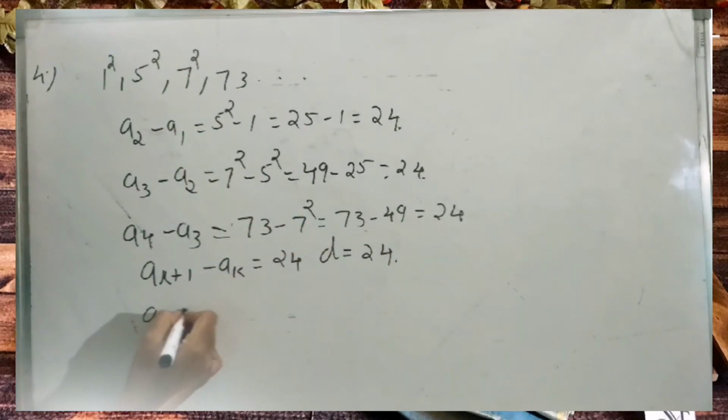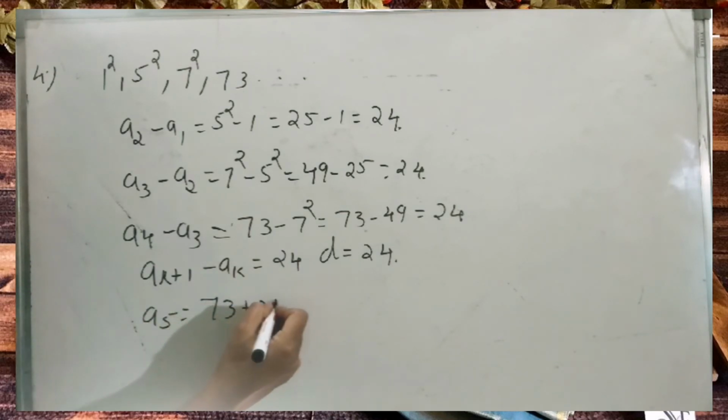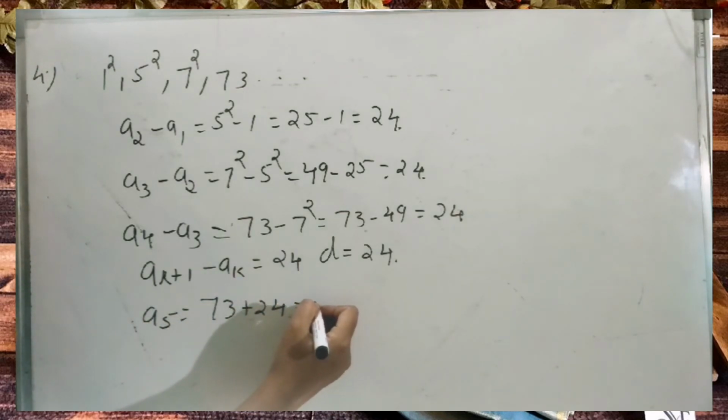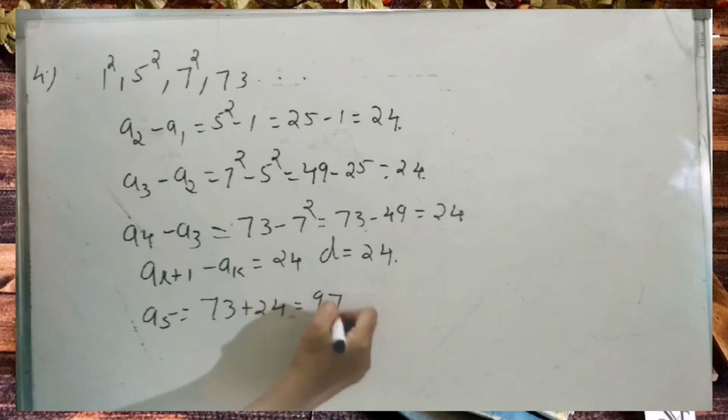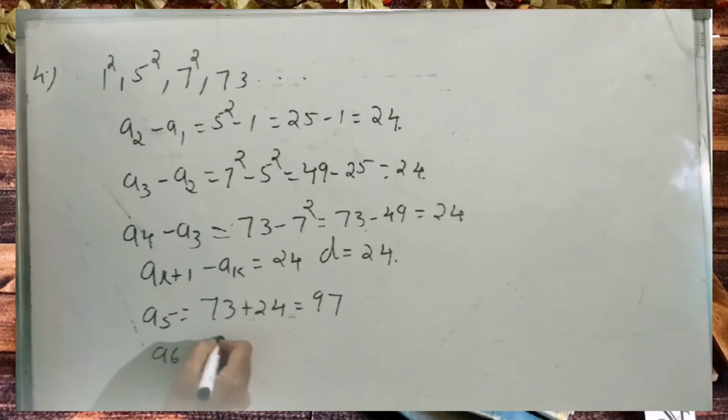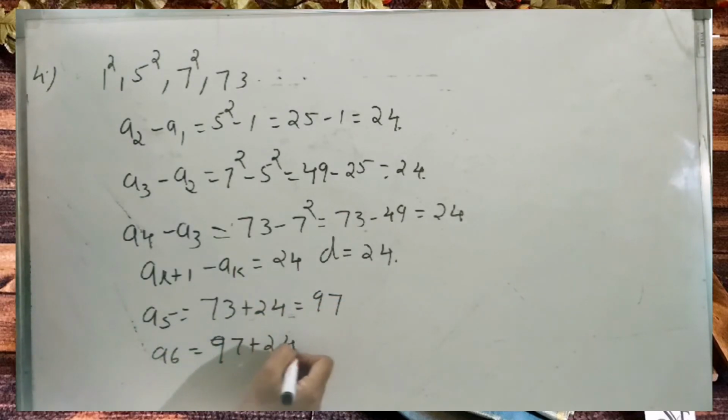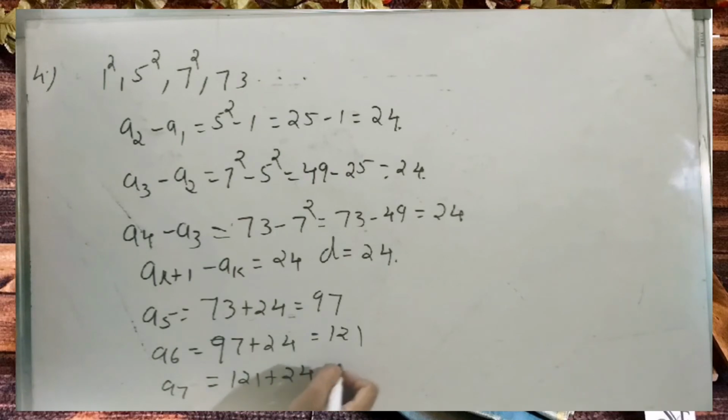The next term, a5 is equal to 73 plus 24 is equal to 97. And a6 is equal to 97 plus 24 is equal to 121. And a7 is equal to 121 plus 24 is equal to 145.